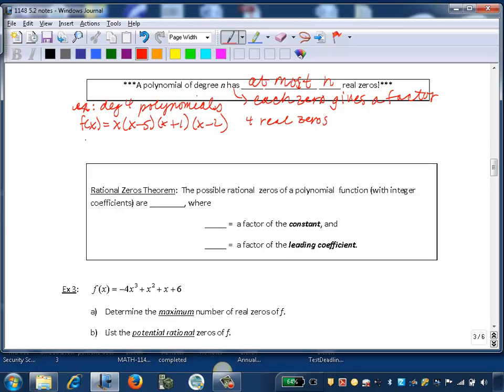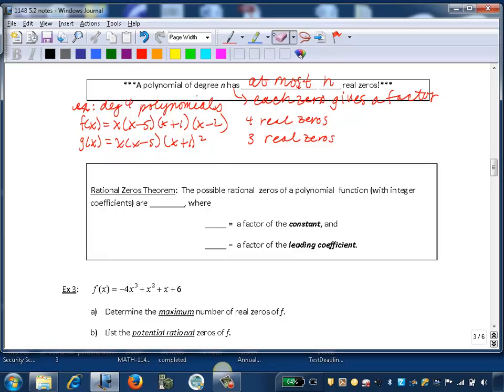But we could also have a degree 4 such as this, g of x equals x times x minus 5 times x plus 1 squared. It's still a degree 4, but since this factor is squared, we actually only have 3 real zeros.